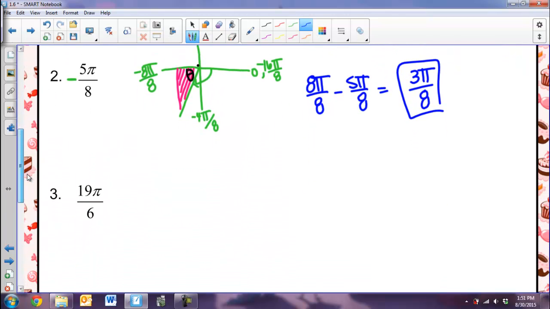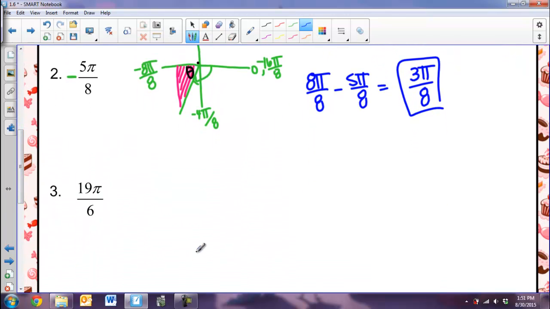Let's now look at 19 pi over 6. Okay, so remember, your first thing to do is to see if your angle is in between 0 and 2 pi, and this guy is not. Okay, if it was in between 0 and 2 pi, it would have to be less than 12 pi over 6.